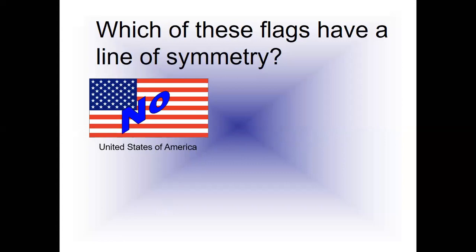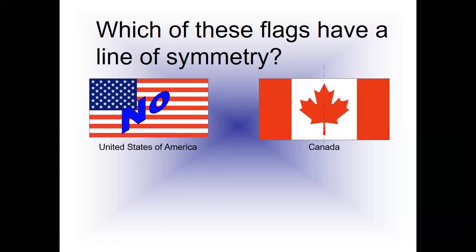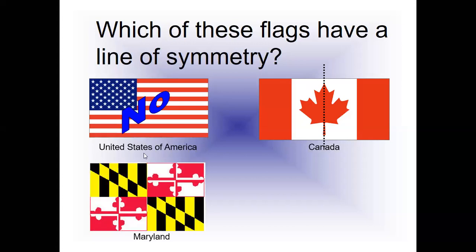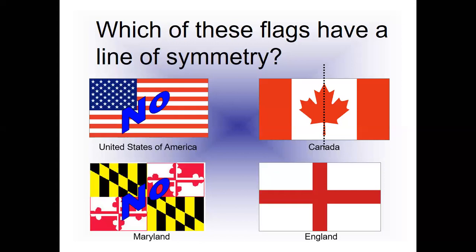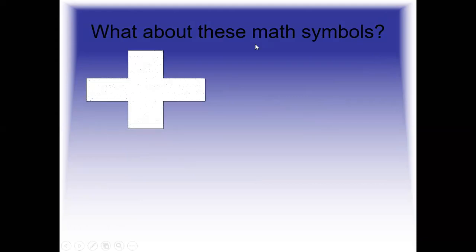Then when we go to the next shape, you can see a Canadian flag. Yes, a Canadian flag has one line of symmetry because it can divide that shape into two parts. Maryland, when you look at Maryland, I think it does not have a line of symmetry because from the outside it's like a rectangle, and the rectangle does not fold on the diagonal, which we saw practically. So we move on to the next figure. The flag of England has two lines of symmetry.